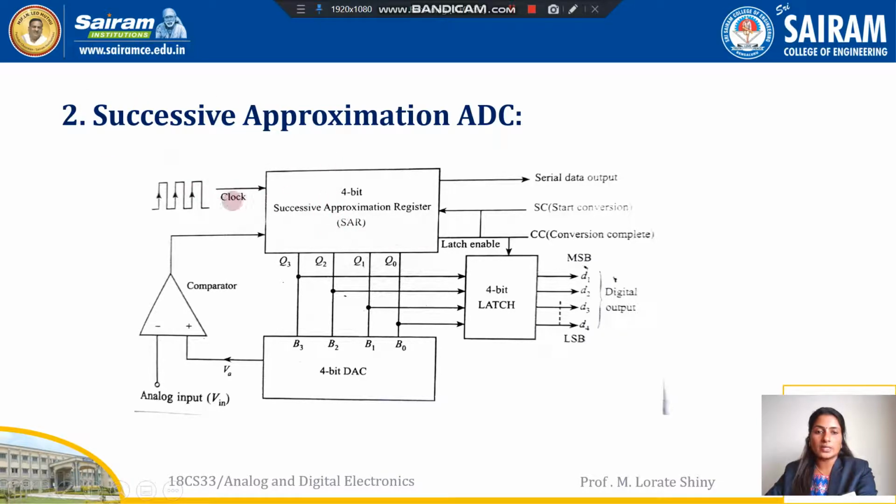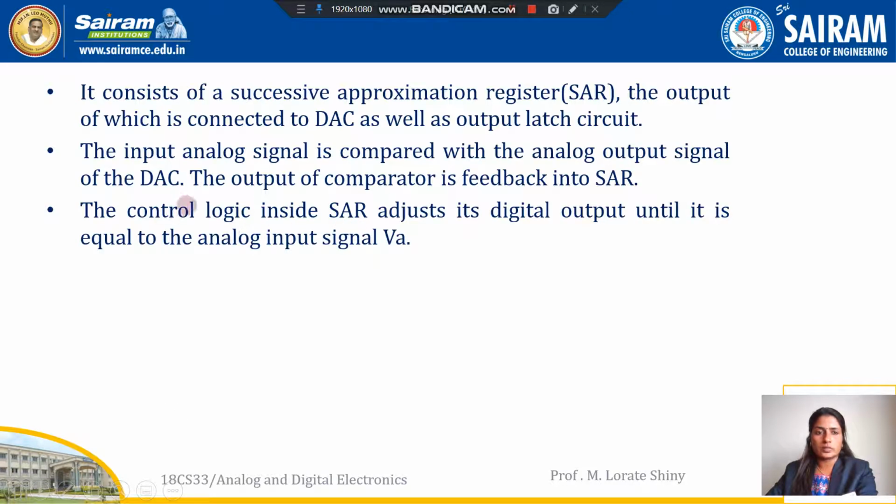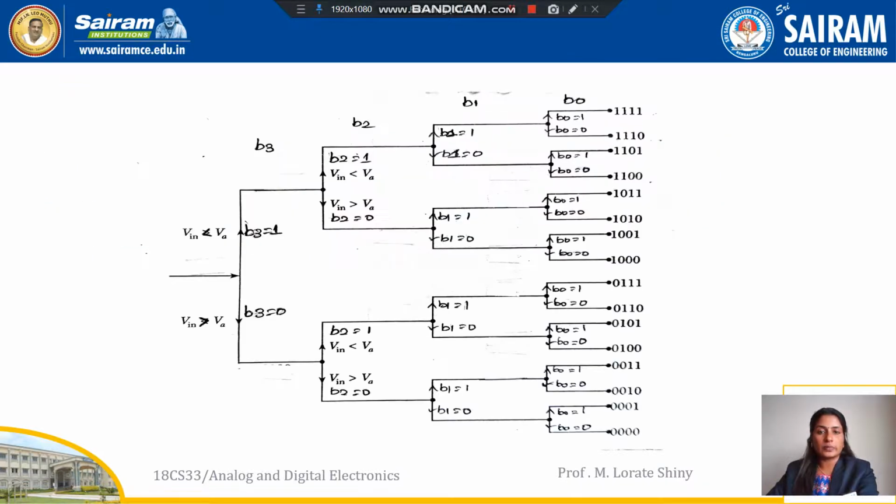Another input for SAR is the clock signal. Along with the clock signal, you can see serial data out and start conversion complete. So you can start the conversion by enabling this. To stop the conversion, you have to enable this. Now the internal technique of SAR: it adjusts the digital output until it becomes equal to the analog input signal. Till VA and VIN, the input voltage, become equal, it will keep adjusting the digital values. So this is the internal operation of SAR.